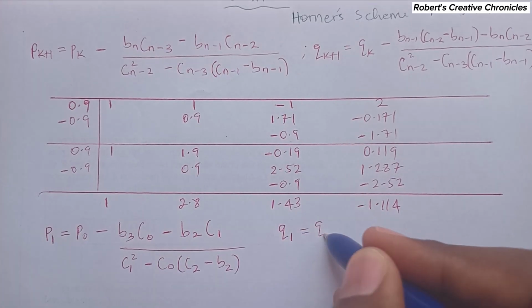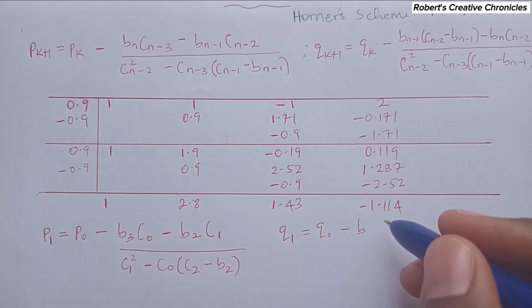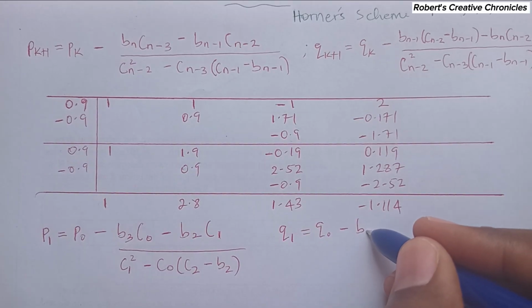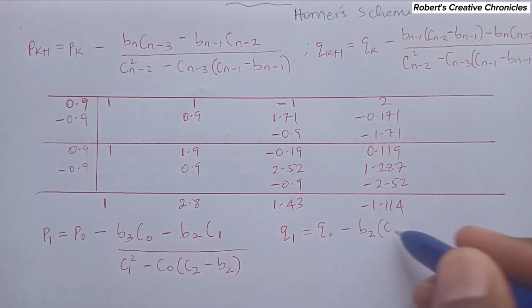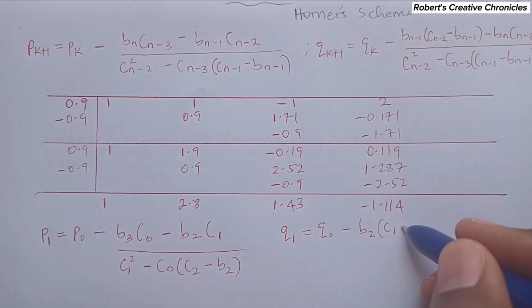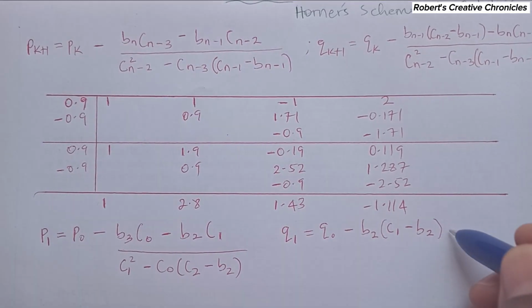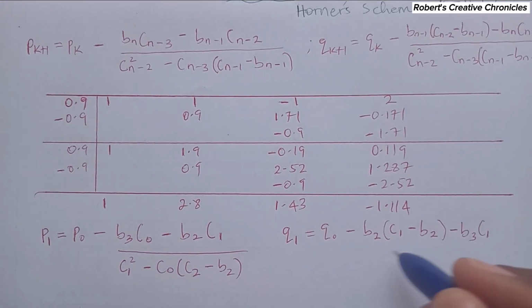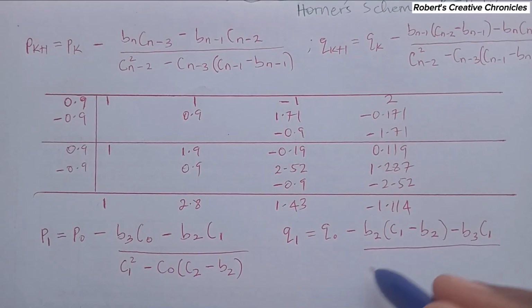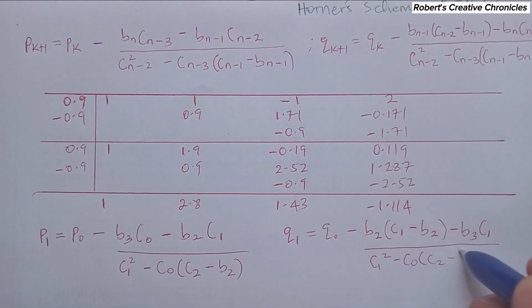Q1 is equal to Q0 minus B3, that is 3 minus 1. 3 minus 1 is what? It is 2. Then this is what? C1 minus B2 minus B3 C1 over C1 square minus C0 C2 minus B2.